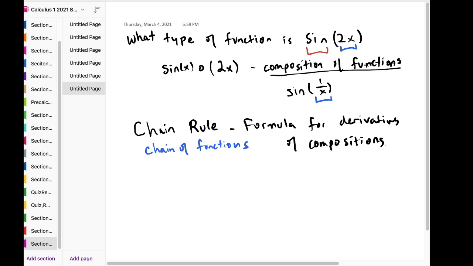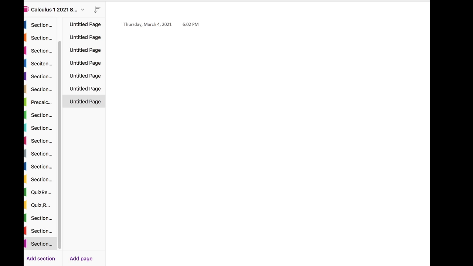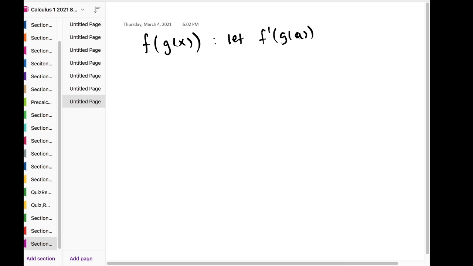Okay, as with everything, we have to prove this before we say it. But we're going to give ourselves some stipulations. So let's think about the composition f of g of x. And here are the things that we want to be true. Let f prime of g of a and g prime of a exist. Turns out these will be necessary.